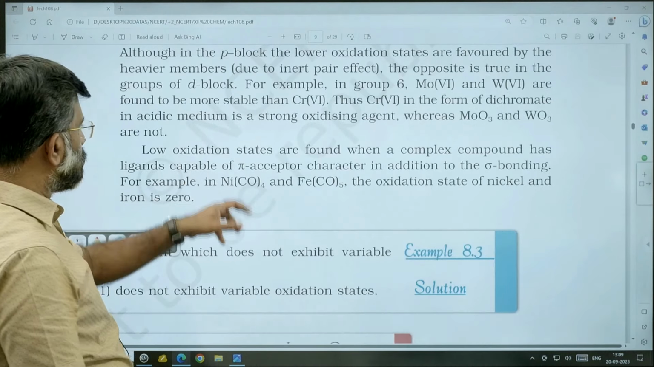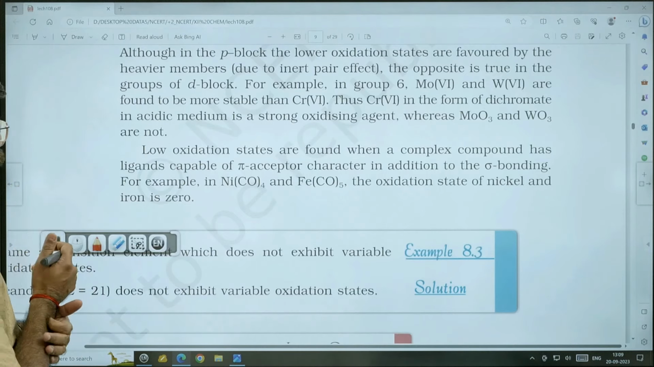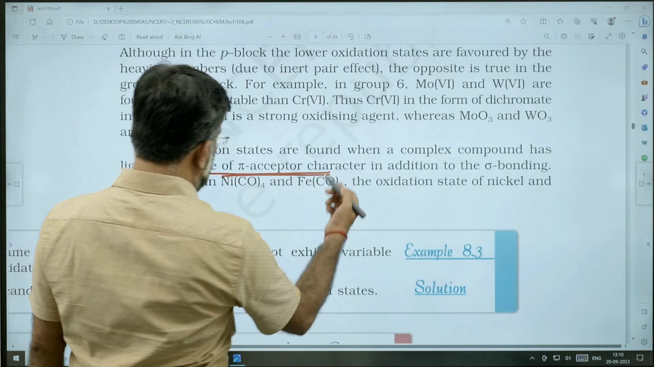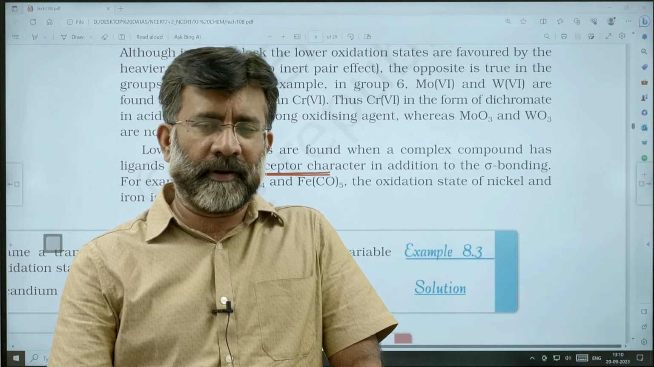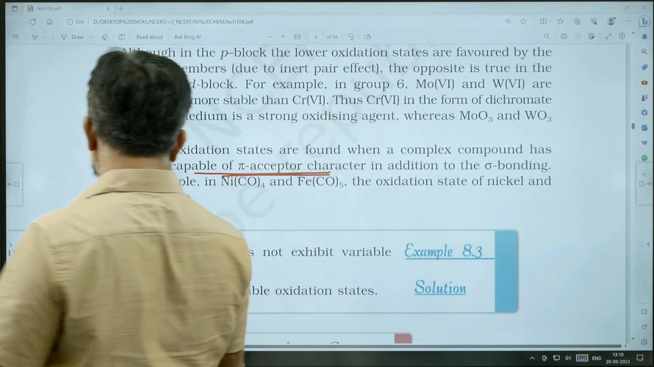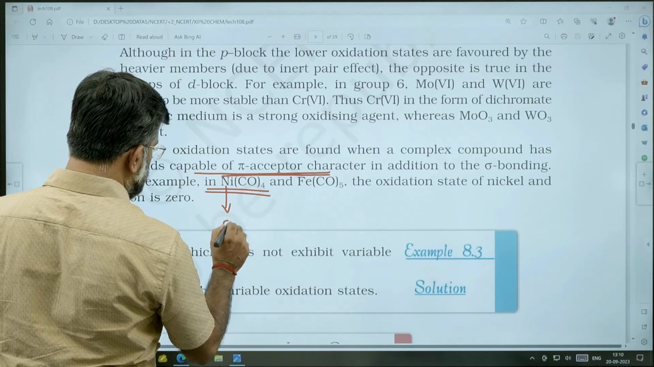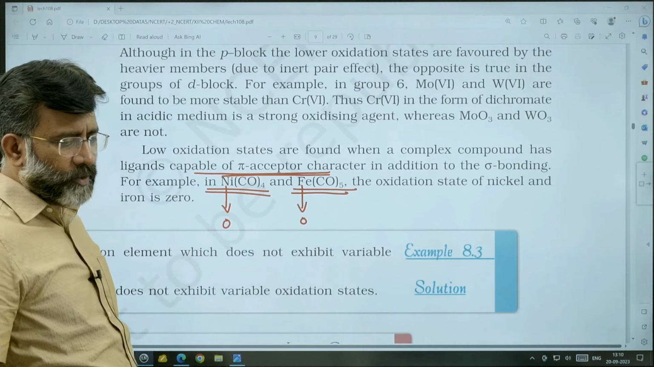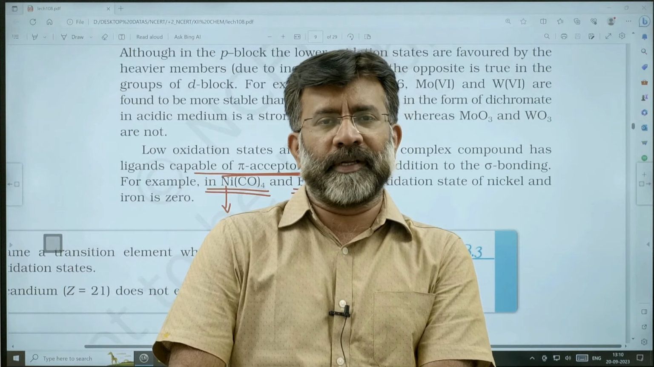Meanwhile, lower oxidation states are also found in complexes. Low oxidation states are found in complex compounds with pi acceptor ligands. We are talking about pi acceptor ligands, back bonding, synergic bonding, etc., which we can discuss in detail in another chapter, that is coordination chemistry. If you take nickel tetracarbonyl, nickel is in 0 oxidation state. Iron pentacarbonyl, iron is in 0 oxidation state. So in metal carbonyls, the metal is found to be in 0 oxidation state.